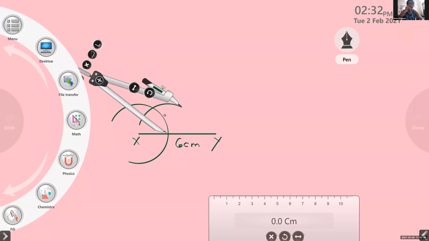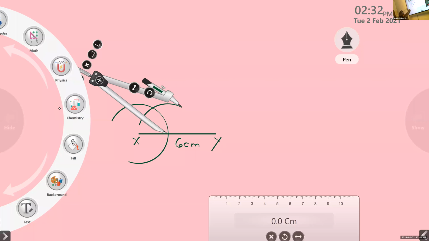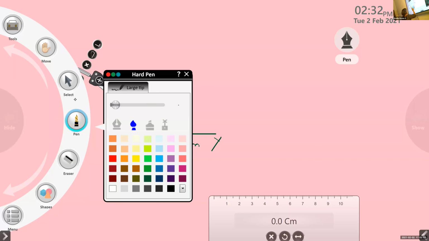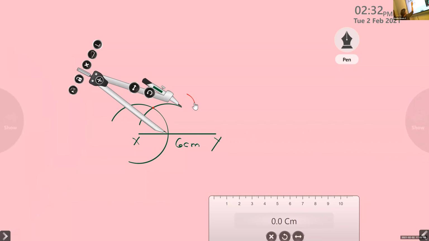Ma'am, how will the second arc be cut? Wait. For the second arc, what you have to do is keep the needle point here. I'll use a pen and tell you, and after that you do it. If you see in this, it will not be clear. Just keep the needle point of your compass here, then cut one arc here. Next, keep the needle point here to cut another arc here. Then bisect, just join.